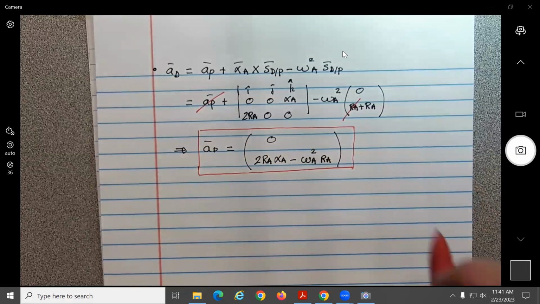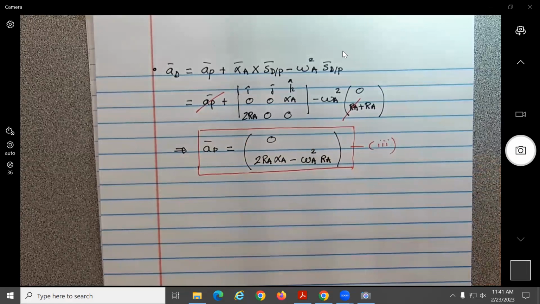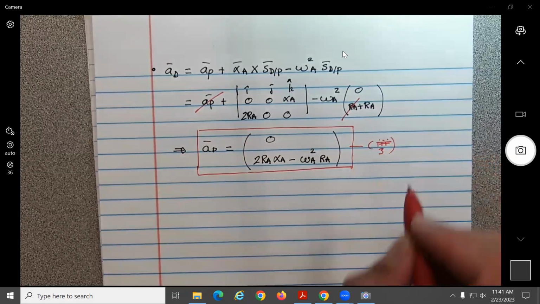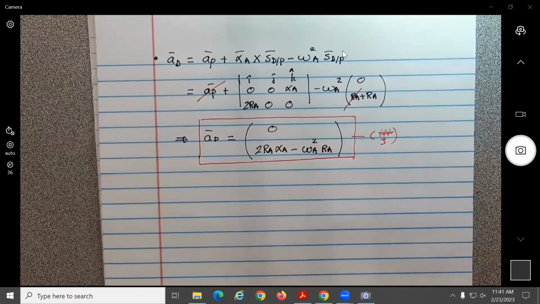This will be our equation 3. Oh, I put 1, 2, so 3 this way, because I'm using Greek numbers instead of Romans.